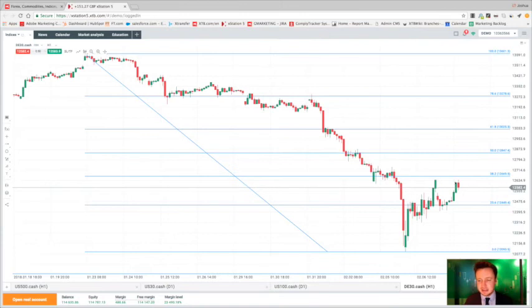If we do get some negative price action here, possibly a bearish engulfing candlestick or something like that, or a pin bar, then that could be an opportunity to look for a short position with stop loss placed above the respective swing high.